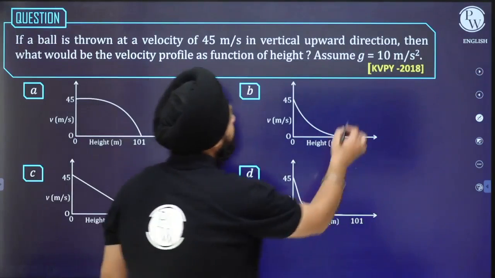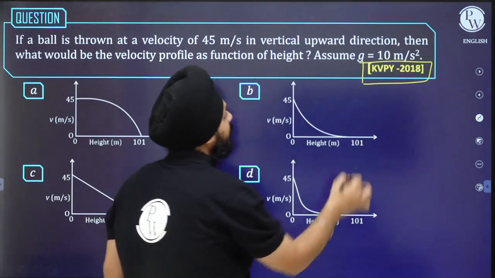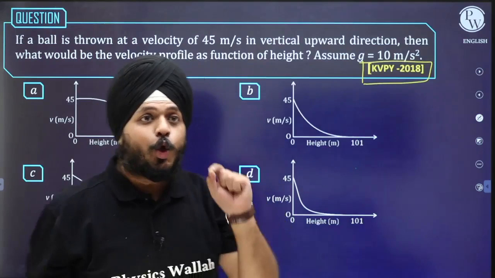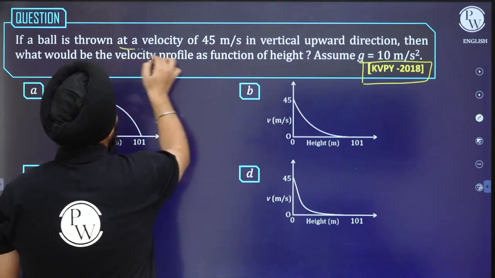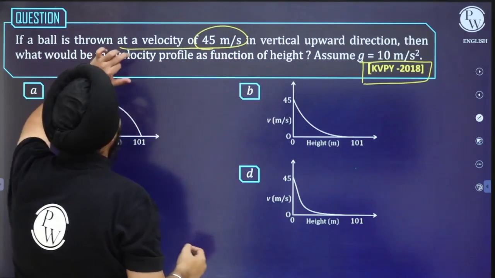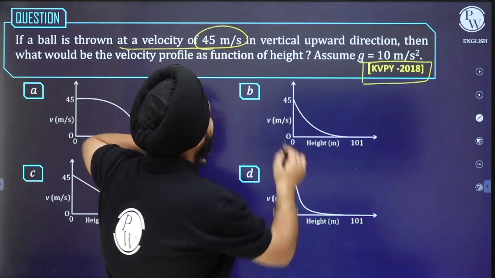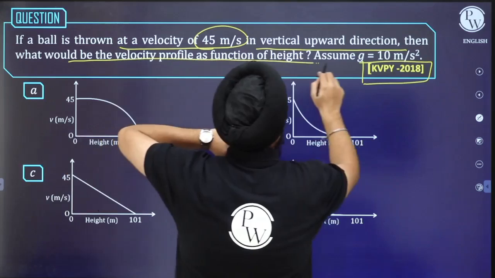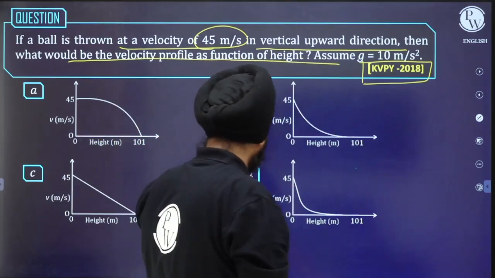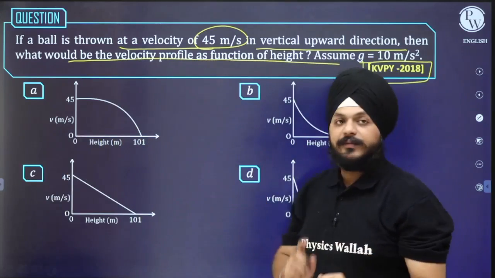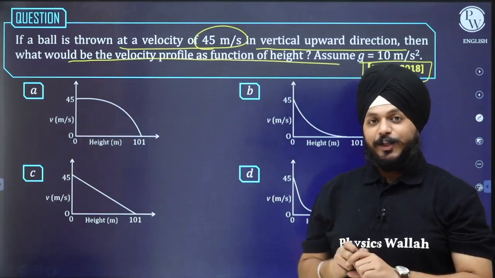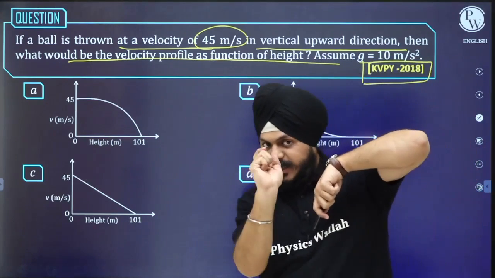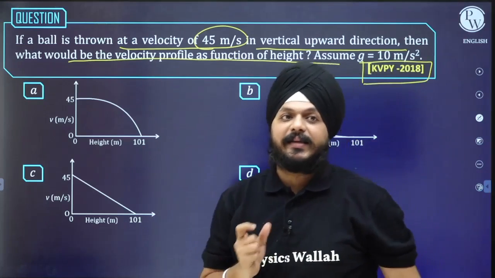This is again a motion under gravity based question, asked in KVPY 2018. A ball is thrown with a velocity of 45 meter per second in a vertically upward direction. Then what would be the appropriate velocity versus height graph? You can select randomly, but there is a fundamental logic behind selecting this answer.